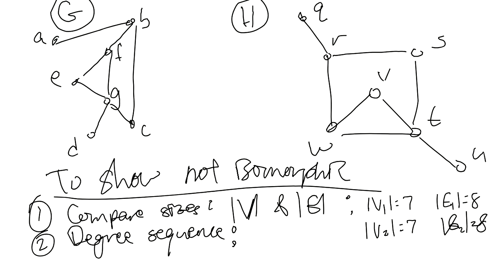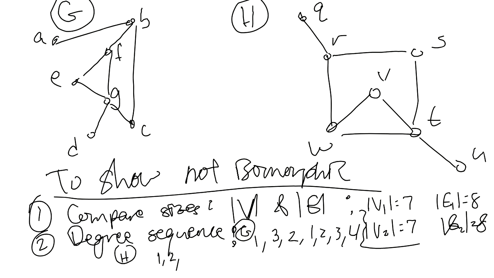So looking at graph G, I'll just do an alphabetical order. So it has degree 1 for A, degree 3 for B, degree 2 for C, degree 1 for D, 2 for E, 3 for F, and finally 4 for G. Those are the degrees for graph G. Now let's look at graph H on the right-hand side. Q is 1, S is 2, R is 3, V is 2, W is 3, T is 4, and finally U is 1. So those are the degrees of graph H.